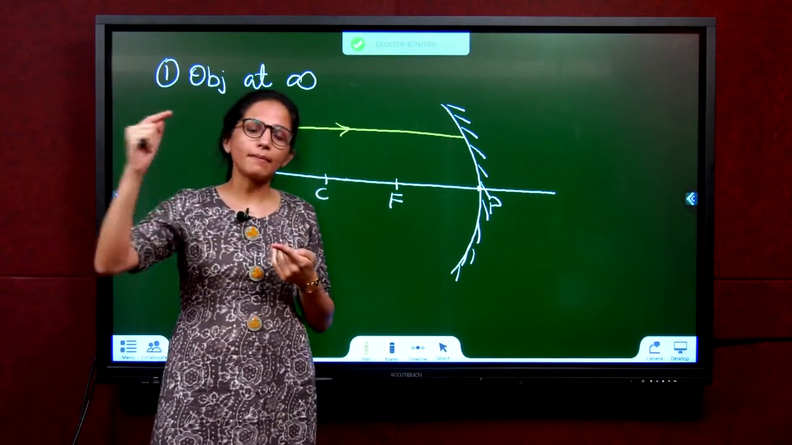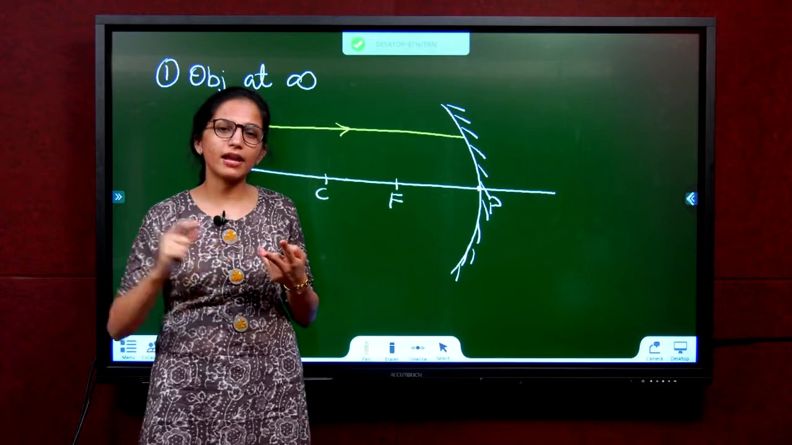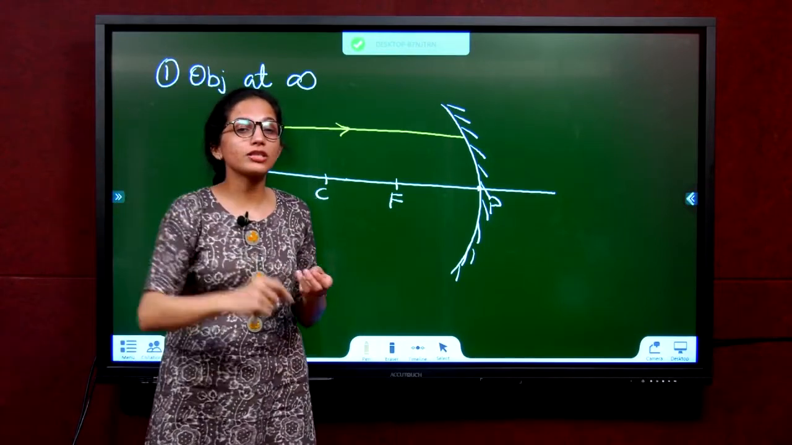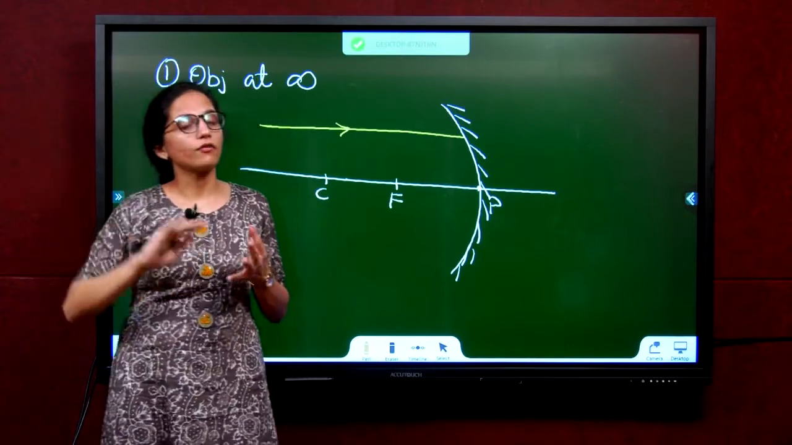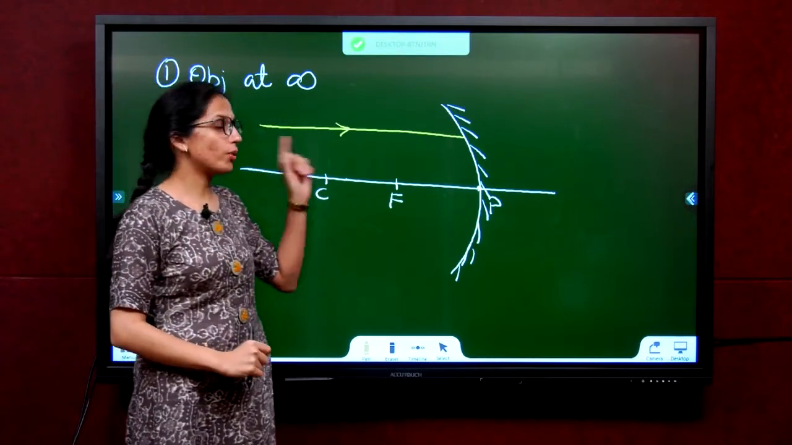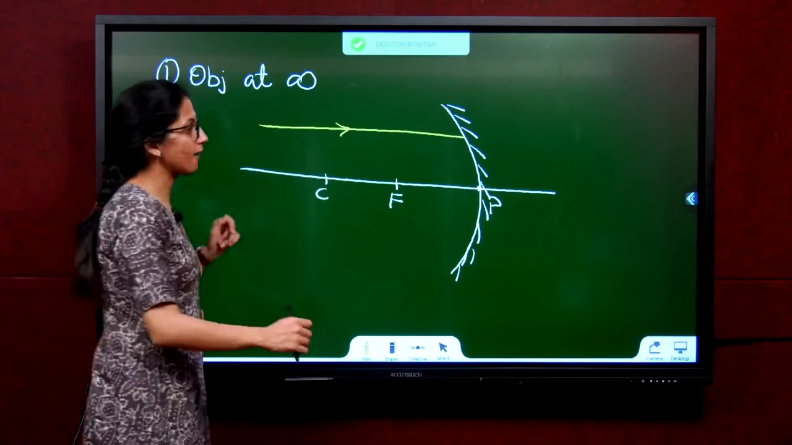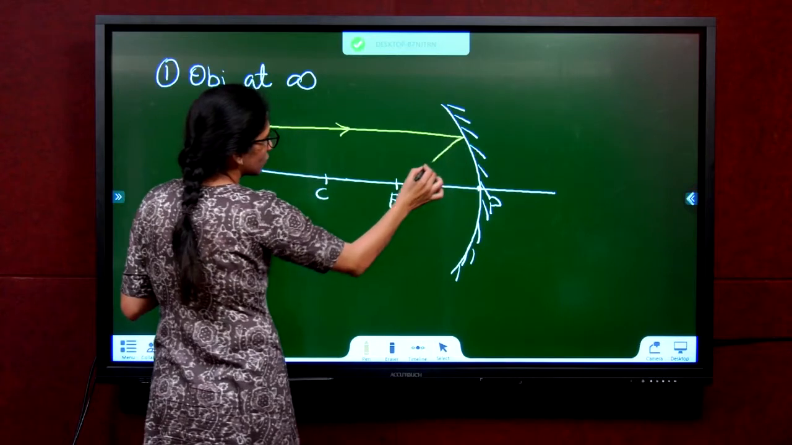Now, this parallel ray, a ray coming parallel to the principal axis, passes through the, what we considered 4 rays. First ray, coming parallel, passes through focus. Second ray, passes through focus, comes out parallel. Third ray, passes through C, retraces its own path. Fourth case, we won't be using. So, which case is this? First case, a ray coming parallel to the principal axis after reflection passes through the focus.